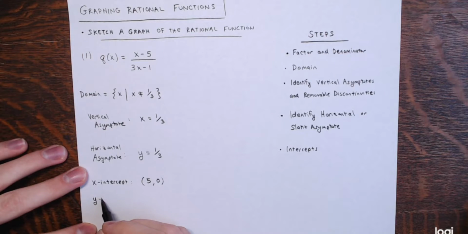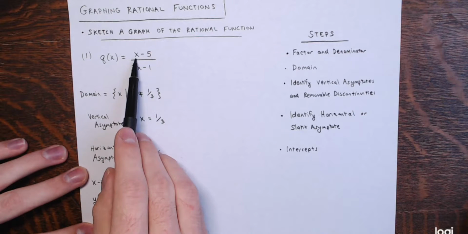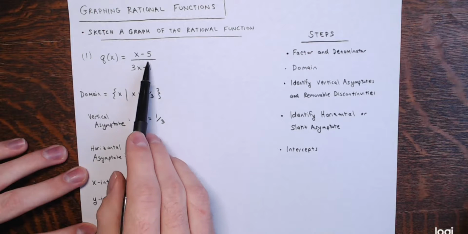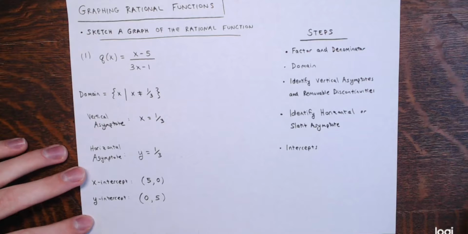And then for the y-intercept, you plug in 0 for x, if it's actually part of the domain, which it is here. If I plug in 0 for x, the numerator is -5, the denominator is -1. -5 divided by -1 is +5. So 0, 5 is the y-intercept.